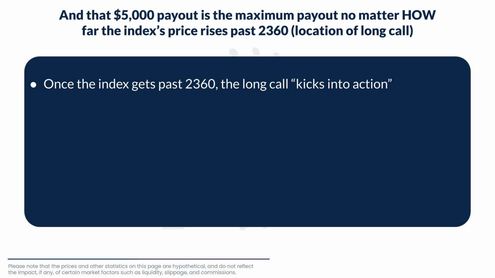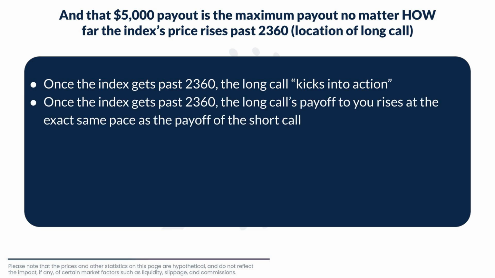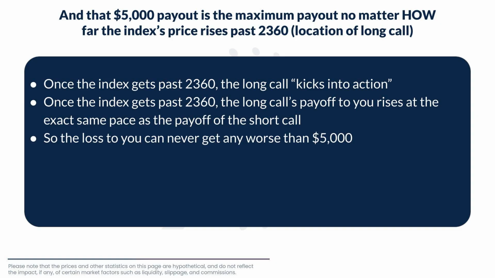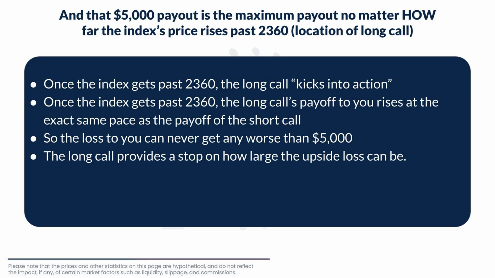Why? Well, think about it. Once the index gets past 23.60, no matter how much higher it goes, the 23.60 call gets activated and starts paying off $100 per point. And so the payoff from the 23.60 call is rising at the exact same pace as the 23.10 call, which basically negates any further loss to you once you get past 23.60. And so at this point, you're maxed out. The loss can't get any worse than $5,000, which is why we call that long call the protective call, because it puts a limit on the size of the loss from the call side.